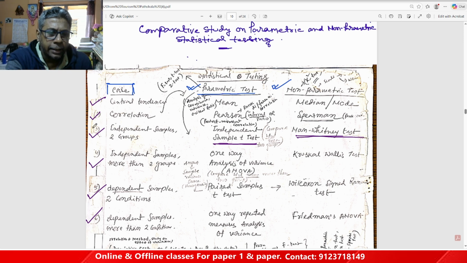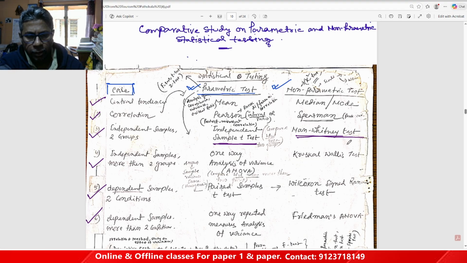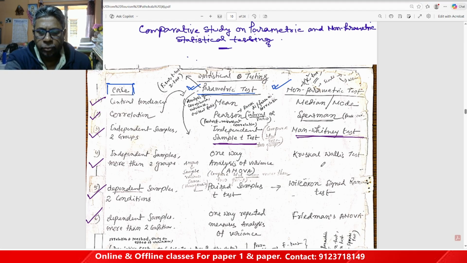In the case of independent samples with 2 groups, in the parametric test we use the independent sample t-test, and the corresponding non-parametric test is the Mann-Whitney test. In the case of independent samples with more than 2 groups, in the parametric test we use one-way analysis of variance or ANOVA. Correspondingly, in the non-parametric case we use the Kruskal-Wallis test.